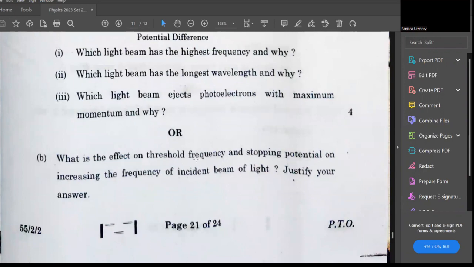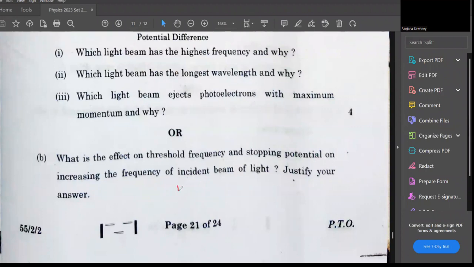Next is, what is the effect on threshold frequency and stopping potential on increasing the frequency of incident light? Threshold frequency depends upon the metal, so it is not dependent upon the frequency of the incident wave. On increasing the incident frequency, threshold frequency remains the same. But the stopping potential changes.